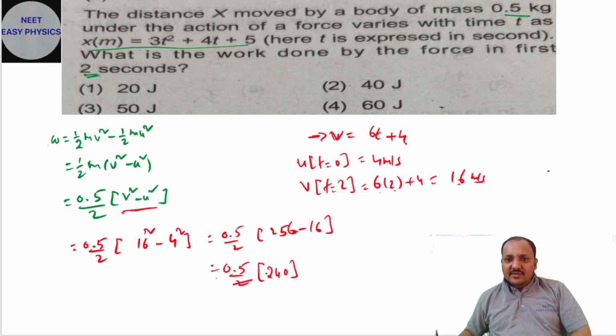This is going to be cancelled in 12, 12 fives, so 12 into 5, 0.5 into 10. So 60 joules. This is the answer. Now see, this is the work energy theorem, how we apply it. I hope you people understood. Thank you.